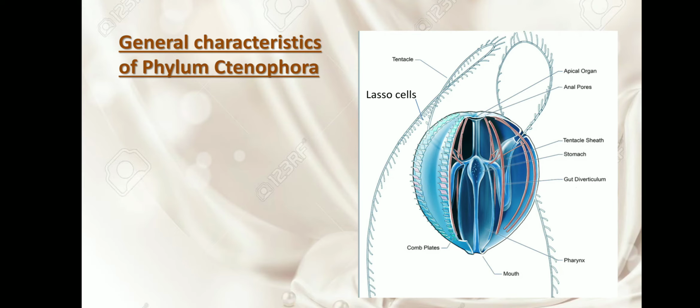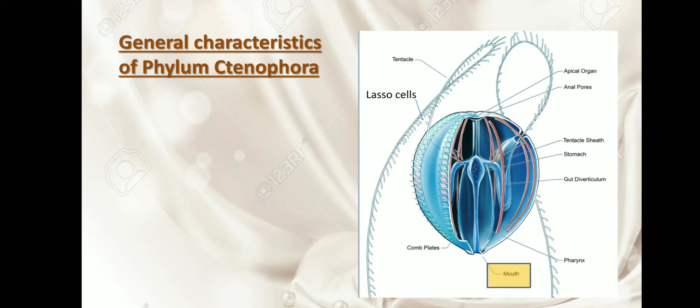Let's look at the picture of Ctenophora, and through the picture we understand the different parts of the body. The first is tentacles. One pair of tentacles, two tentacles, is present on the body. These tentacles have specific cells called lasso cells, and these lasso cells are adhesive or sticky in nature. Next, comb plates. All over the body 8 comb plates are present on the surface, and these comb plates help in the movement of the body.